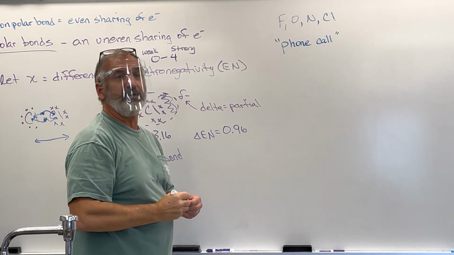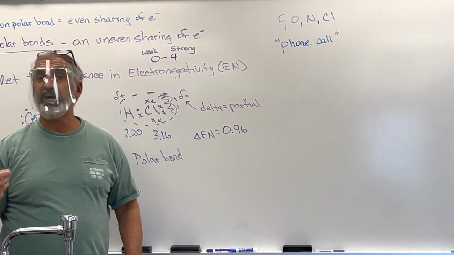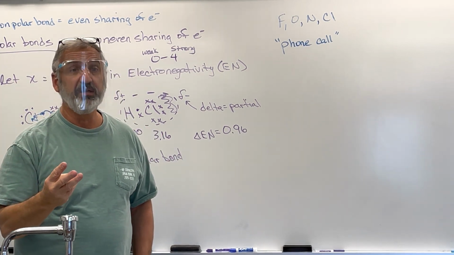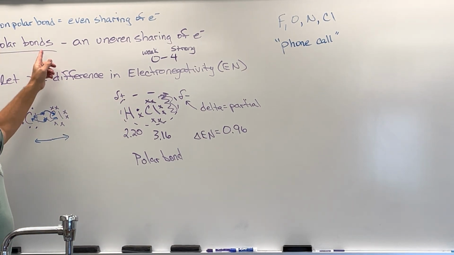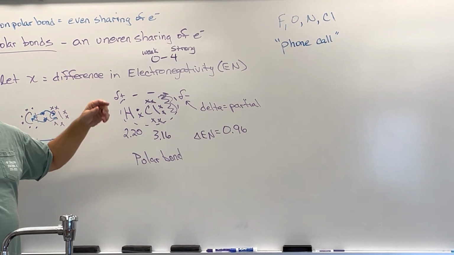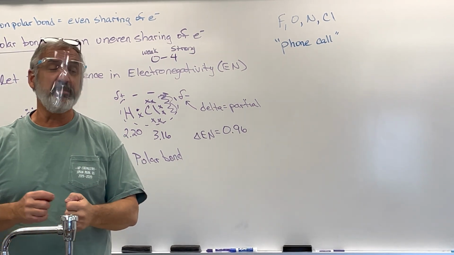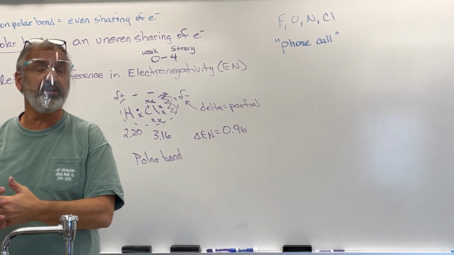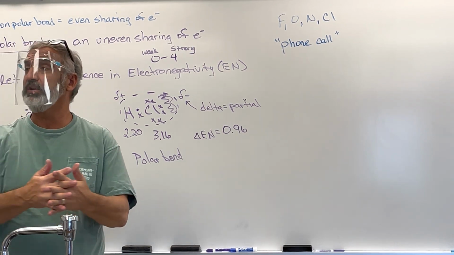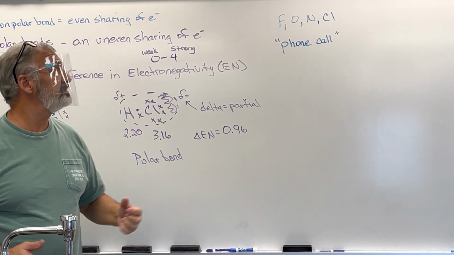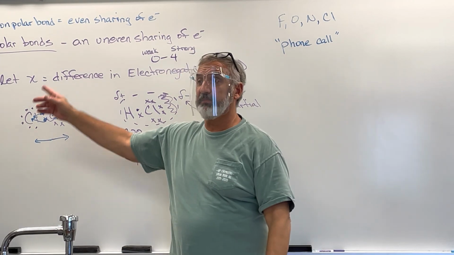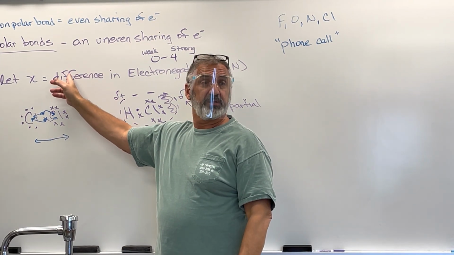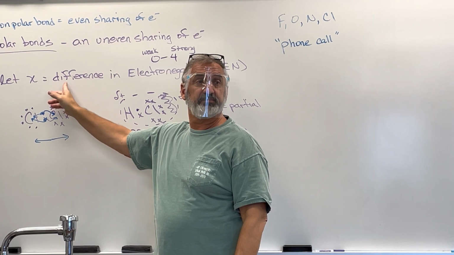Okay? F-O-N-C-L, phone call. If fluorine, oxygen, nitrogen, or chlorine are involved in bonding, more than likely it's going to be a polar bond. Those are your most electronegative elements. They don't share well. They hog the electrons. So rather than measuring the difference in electronegativity on every bond, trying to decide if it's polar or nonpolar, we can just use these big four. If these are present, you can pretty much be sure there are polar bonds present.